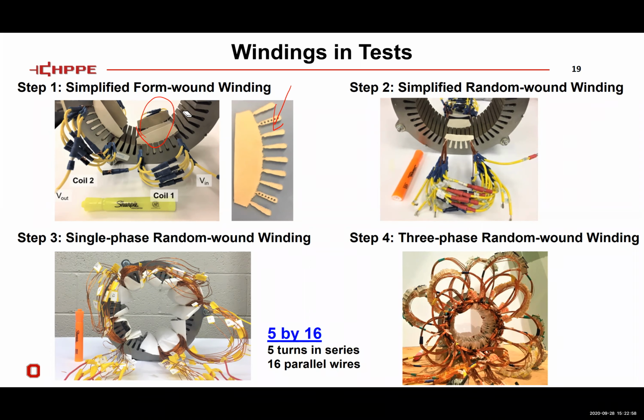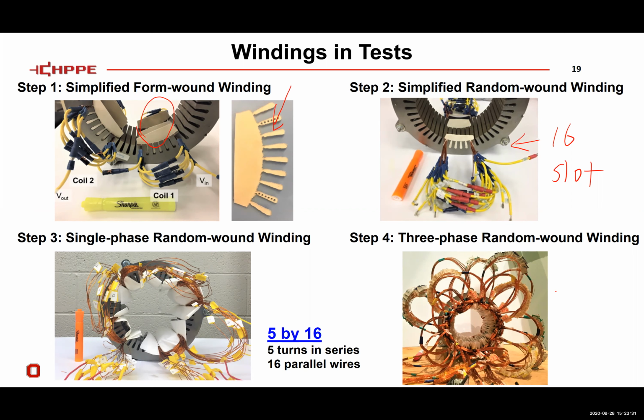And we did a similar thing on the right hand side. This one is the 16 conductor in one slot case. Then in our lab, we wound this single phase random winding structure. We have 5 turns in series, and each turn has 16 parallel wires. The last one we did on campus is this 3-phase random winding.